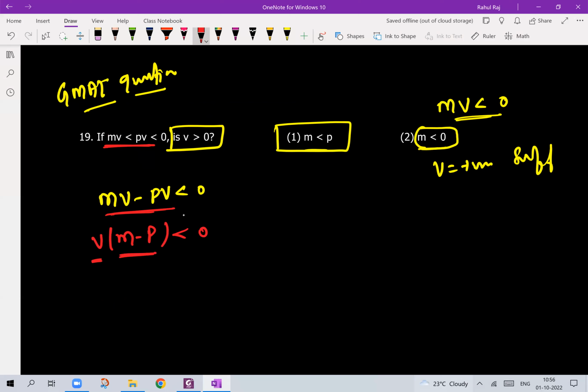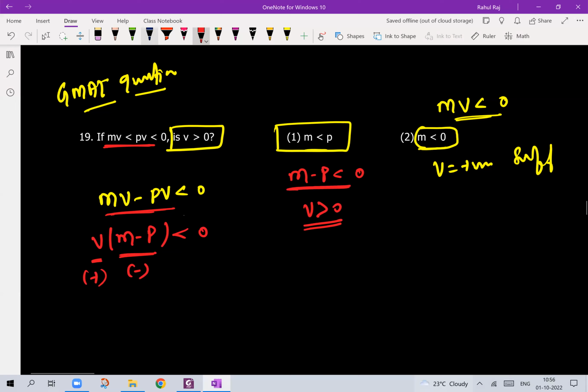Now that is A cross B is less than 0. It means AB less than 0 means A and B are of opposite sign, right? Now M is less than P. Can I say M minus P is less than 0? From statement number 1. So if M minus P is negative, V has to be positive, right? Because I know that M minus P is a negative number.